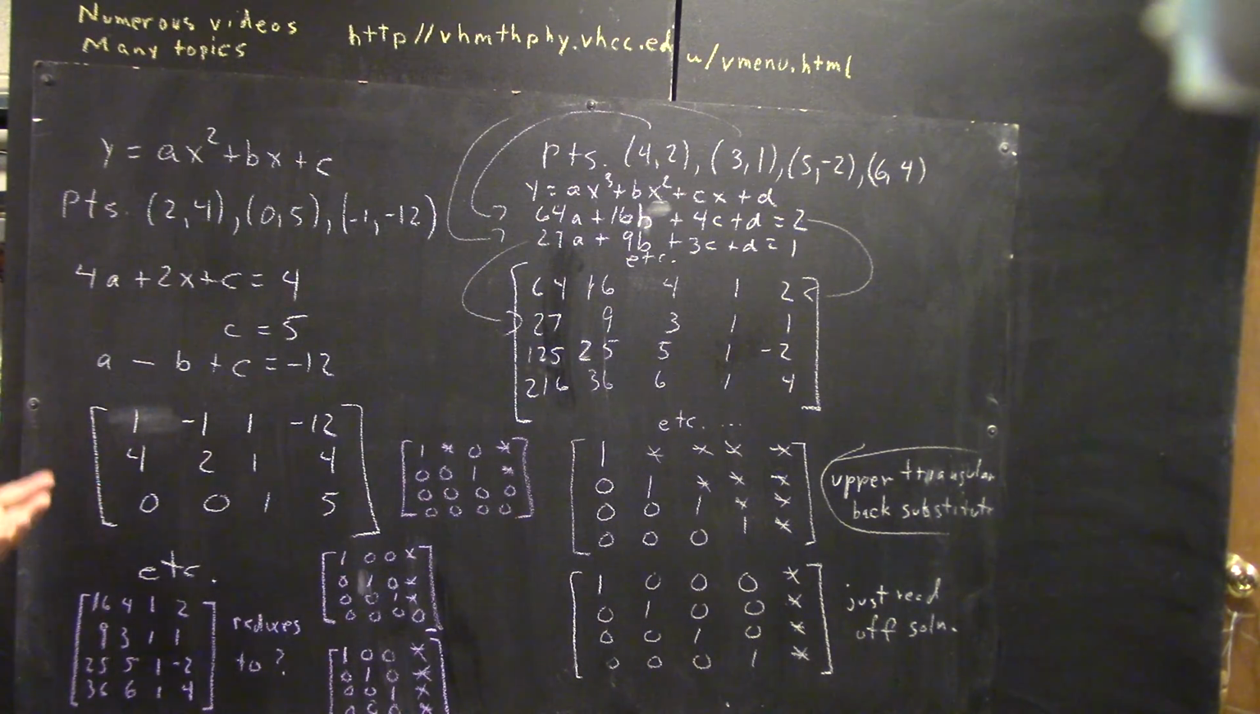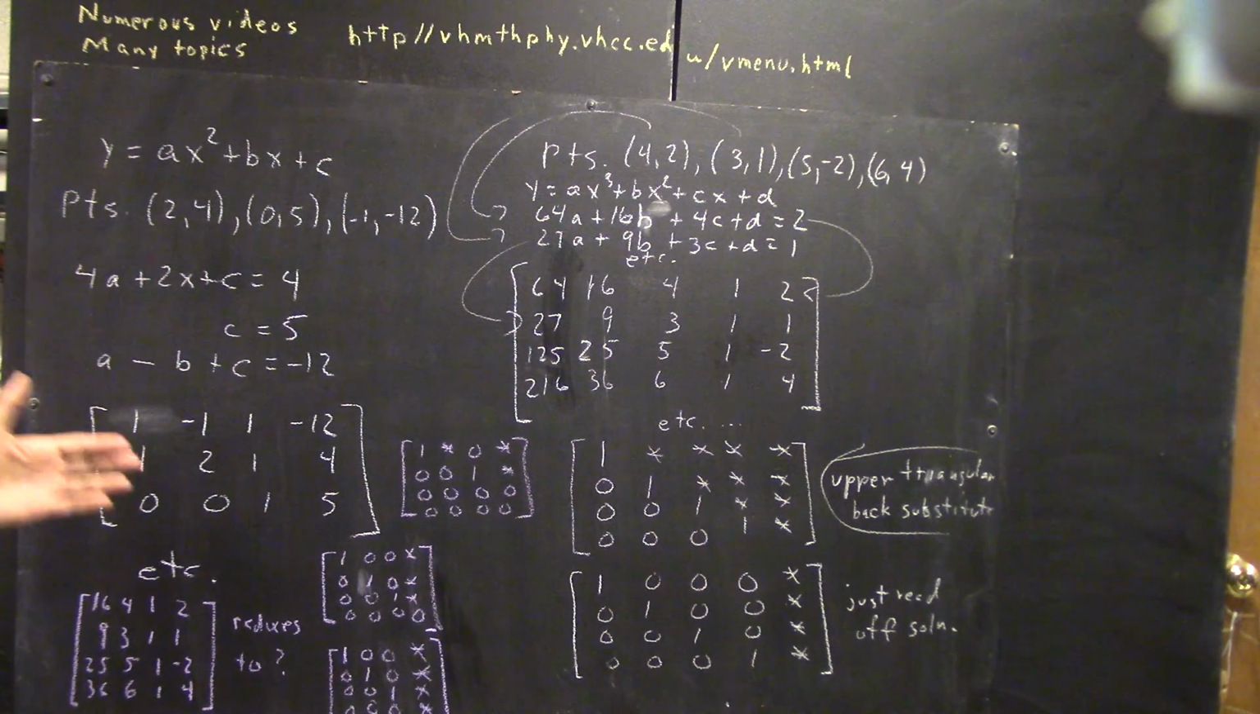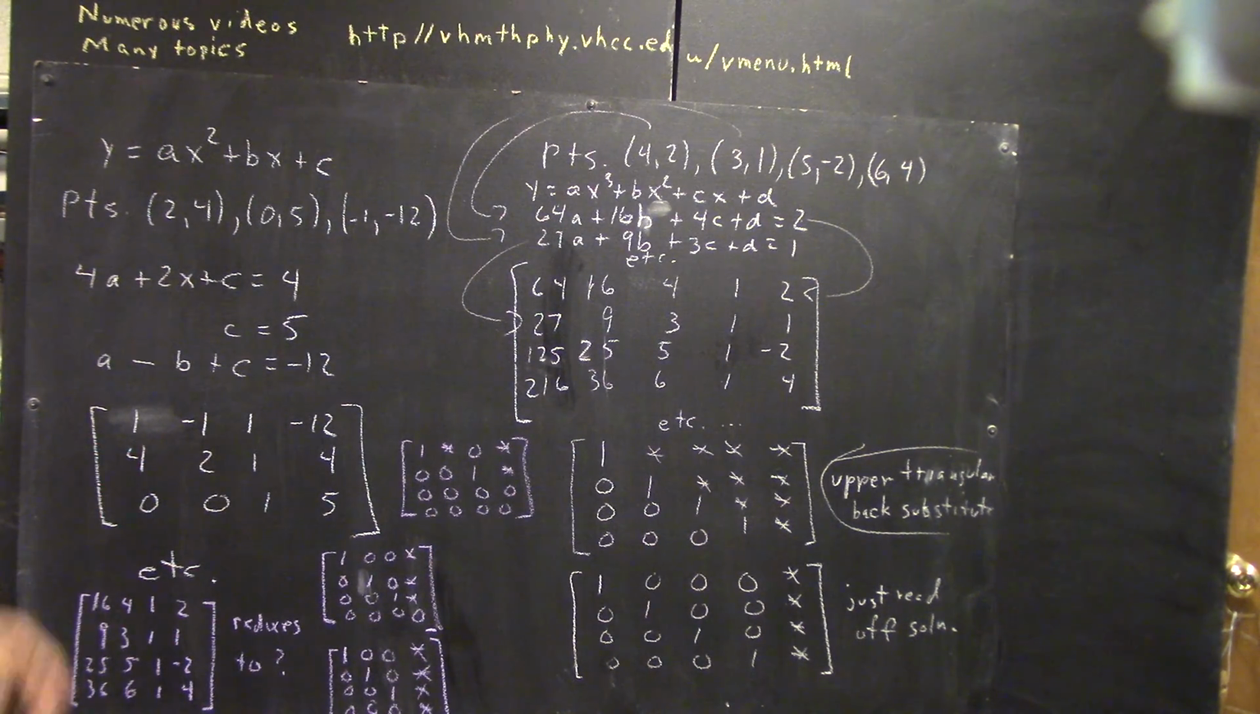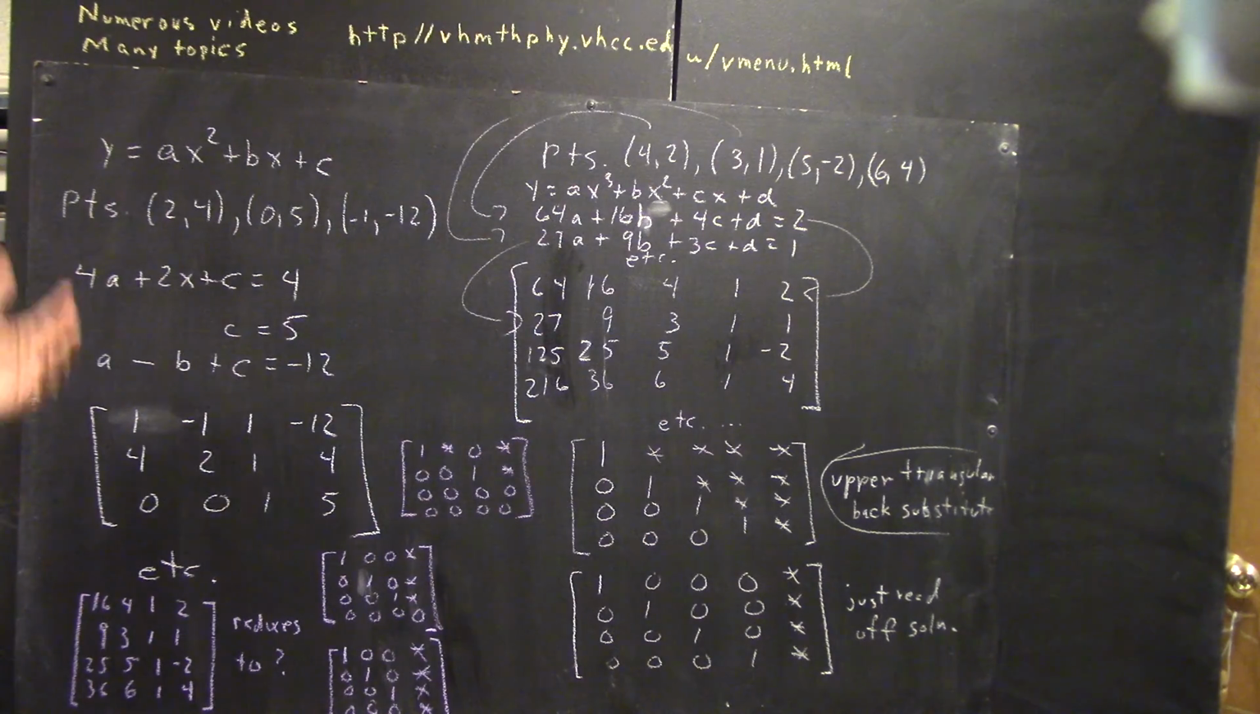Now I'm assuming everybody is completely comfortable, or at least competent, with reducing a matrix. Okay, we've been doing that for a week and a half now, and I'm assuming everybody's good with it. So I'm not going to talk about how to reduce the matrix, just talk about what happens depending on what you get when you do reduce it.